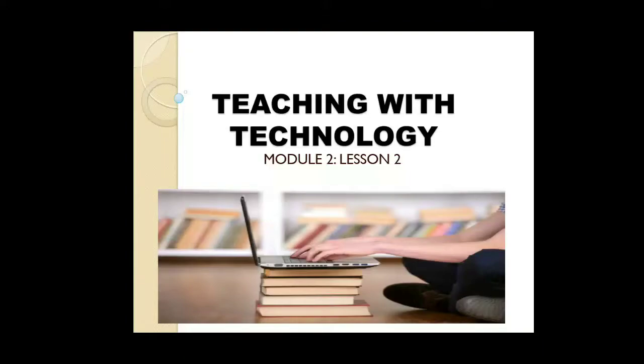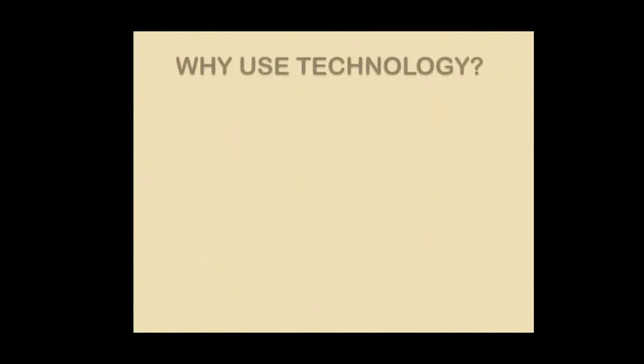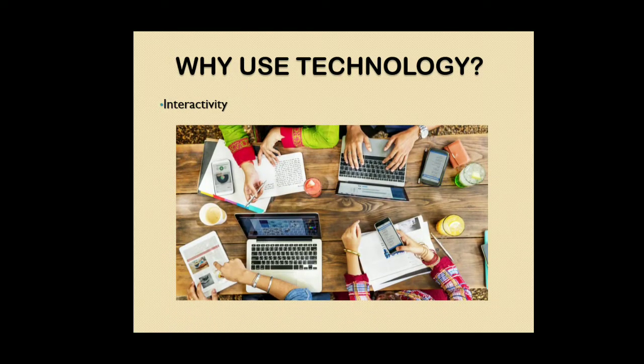Teaching with Technology Module 2 Lesson 2. Why use technology? First, it involves interactivity. Interactivity is the process of two people or things working together and influencing each other.